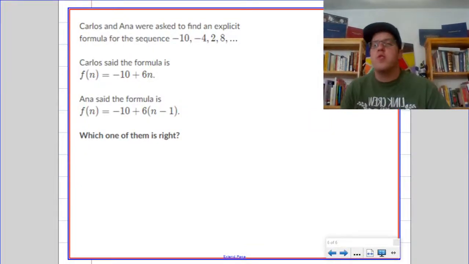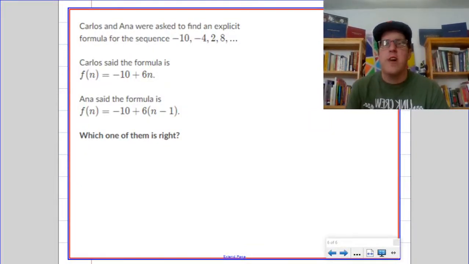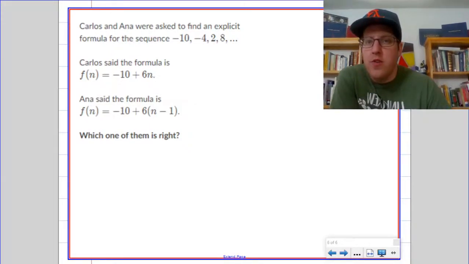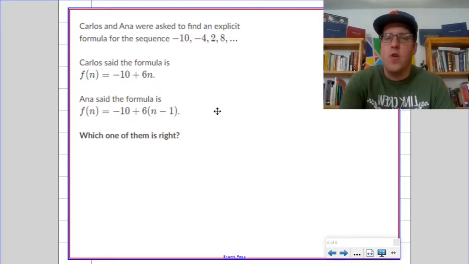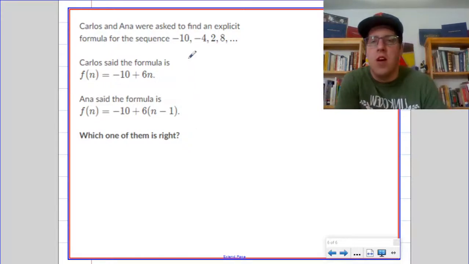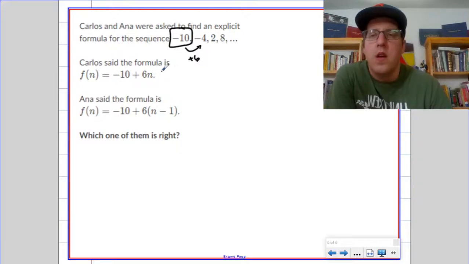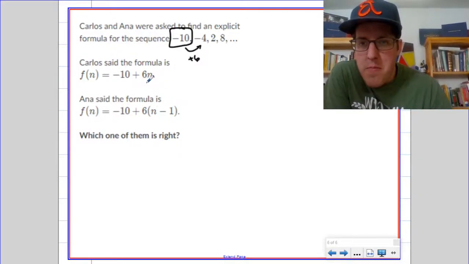Okay, so you'll have questions like this. Carlos and Anna were asked to find an explicit formula for this sequence. Now, you're going to want to do 2 things when you're looking at the sequence. You're going to want to figure out what is the common difference. So in this case, that's plus 6. And you want to figure out where you start. Now, for this one, they both are working with the correct common difference, 6. And they both have this idea of starting at negative 10.